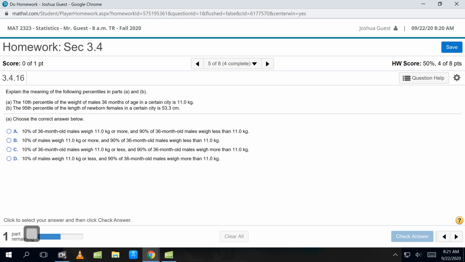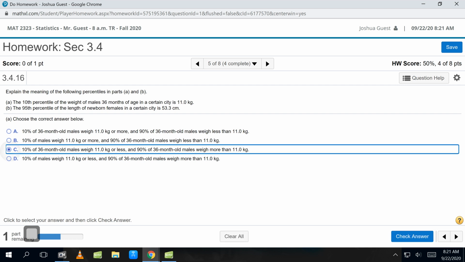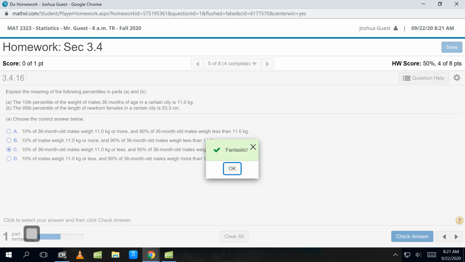Look at the difference between C and D. This just says 10% of males weigh that much. It doesn't say 36-month-old. And we're talking about 36 months, right? So then I'm looking at this thinking it probably should be C because it distinguishes between that and D by saying 36 months old. So let's look and see. May not be right. All right, fantastic, it says.